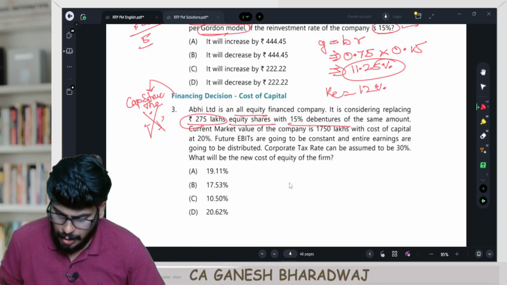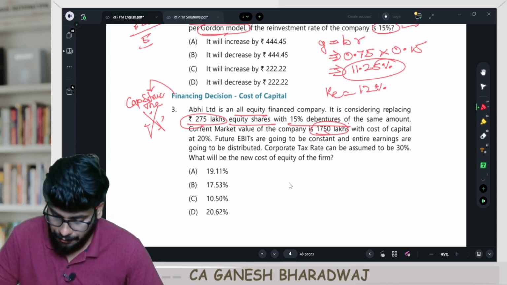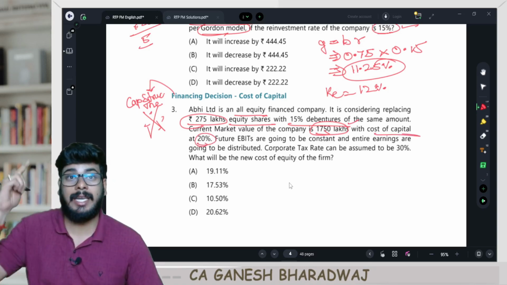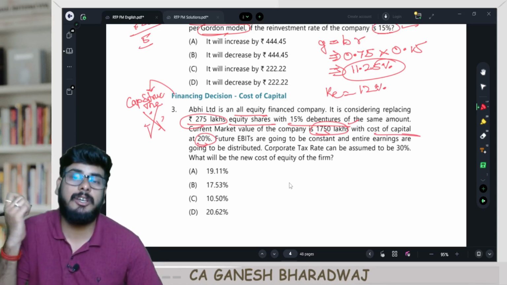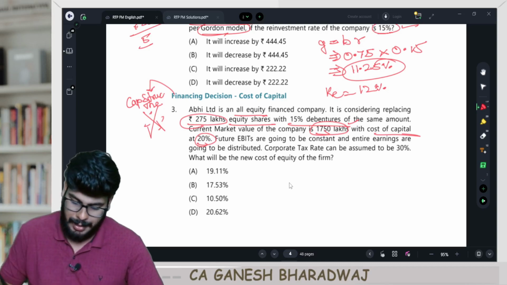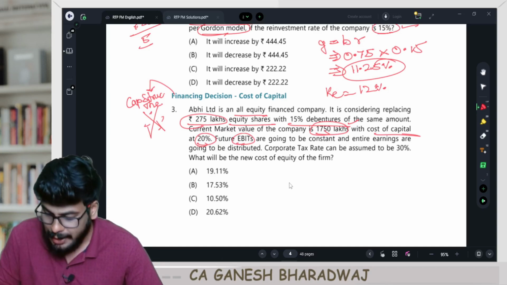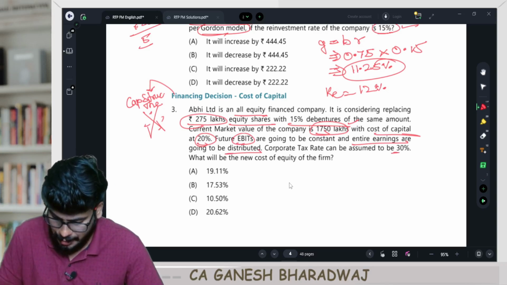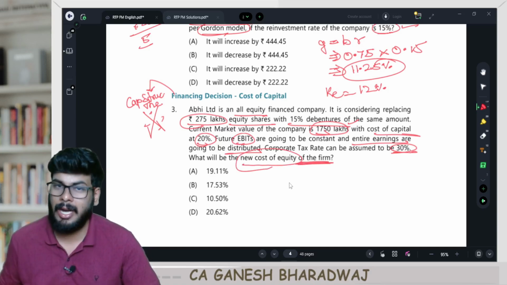Next. The current market value of the company is 1750. Unlevered entity value is 1750 with a cost of capital of 20%. Current KO is 20. KO is equal to KE. Why? Because there is only one source of finance here. It's an all equity entity. Are you clear with this? Right? Next. The future EBITs are going to be constant and entire earnings are going to be distributed. Perfect. The corporate tax rate can be assumed to be 30%. What will be the new cost of equity of the firm? This is the question that they have asked.